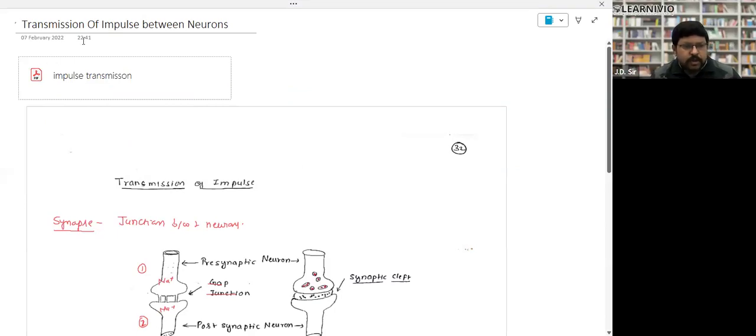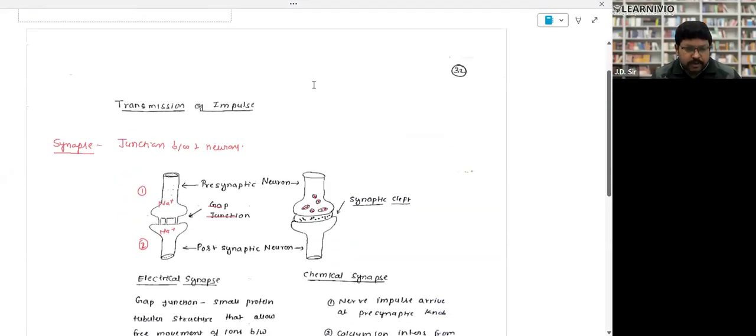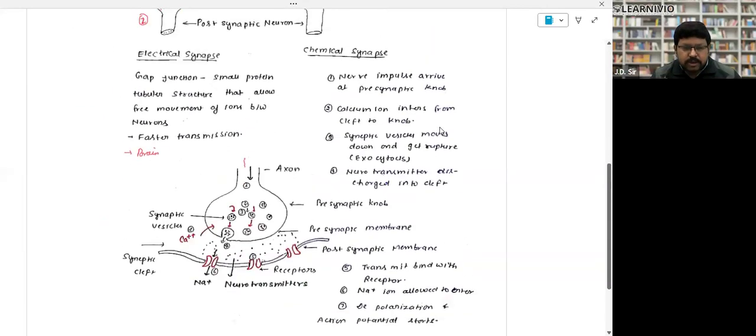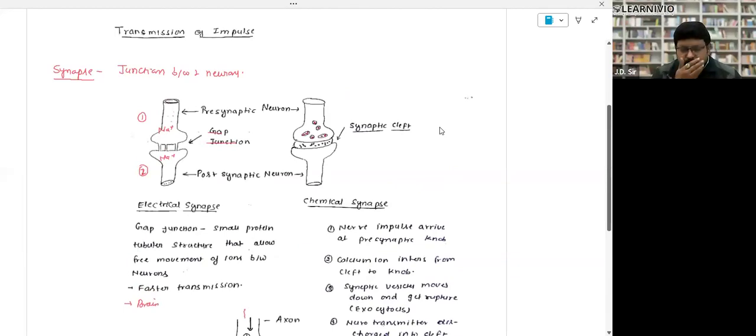Okay. Transmission of impulse between two neurons. How does the impulse transmission take place between two neurons? This is very important. Notes are also already there, and they are well structured notes. So you need not note down. I'll send you again. I will share it after explaining it.